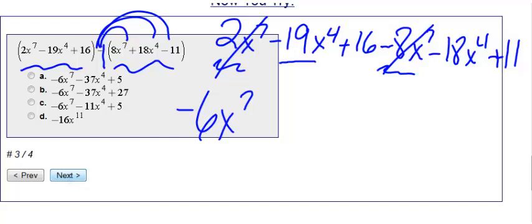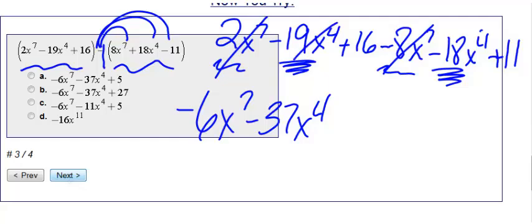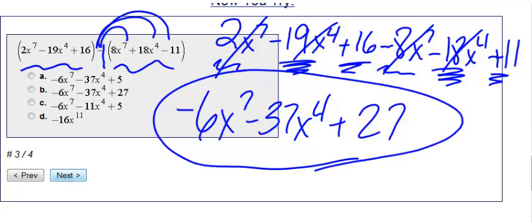Then we have a negative 19x to the fourth and a negative 18x to the fourth. When I combine that, I get a negative 37x to the fourth. Those are done. Then lastly, I have a positive 16 and a positive 11, which gives me a positive 27. So our final answer is negative 6x to the seventh minus 37x to the fourth plus 27, which is choice B.